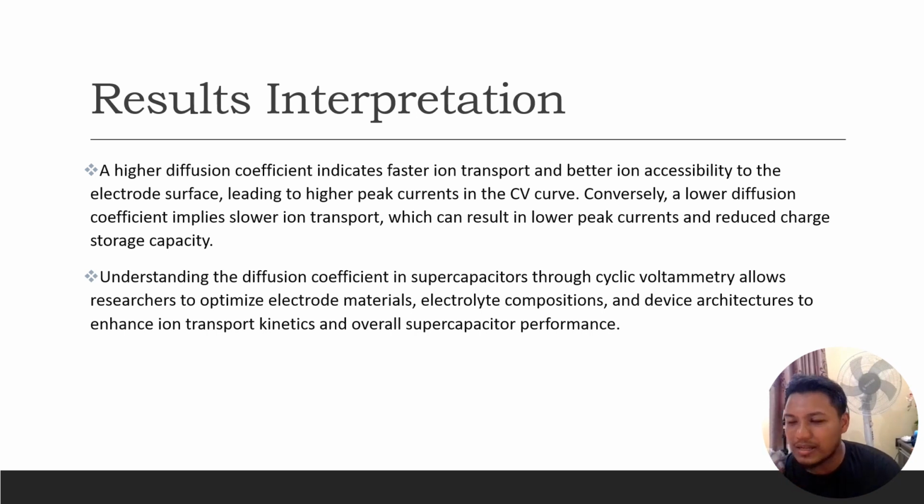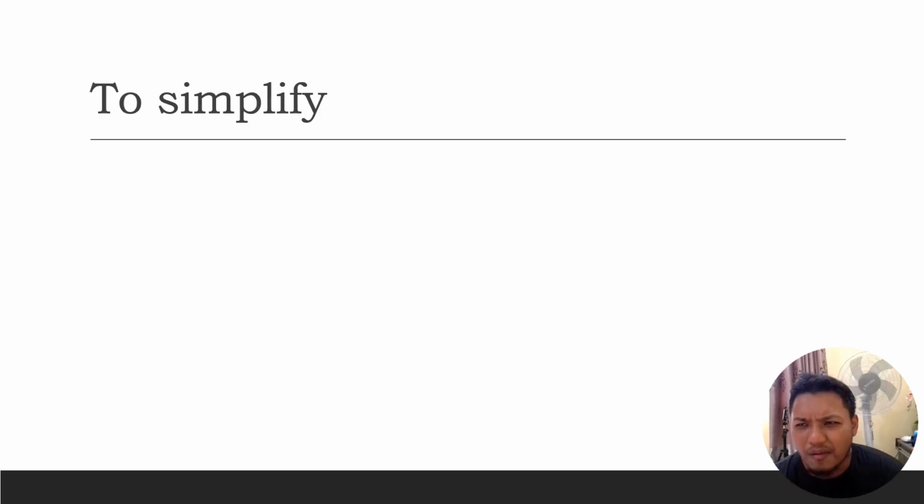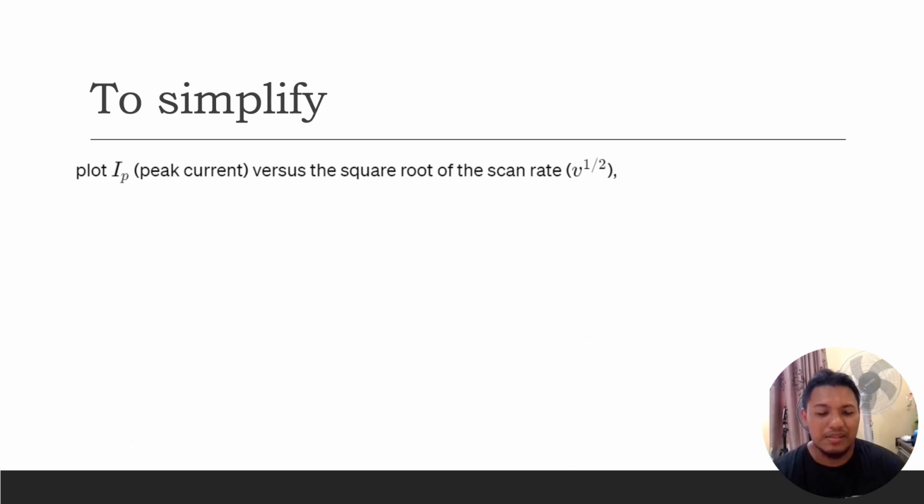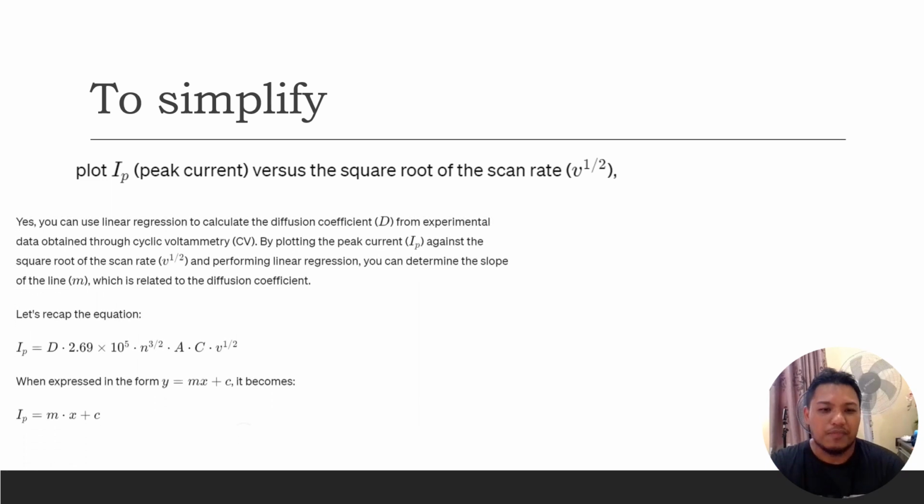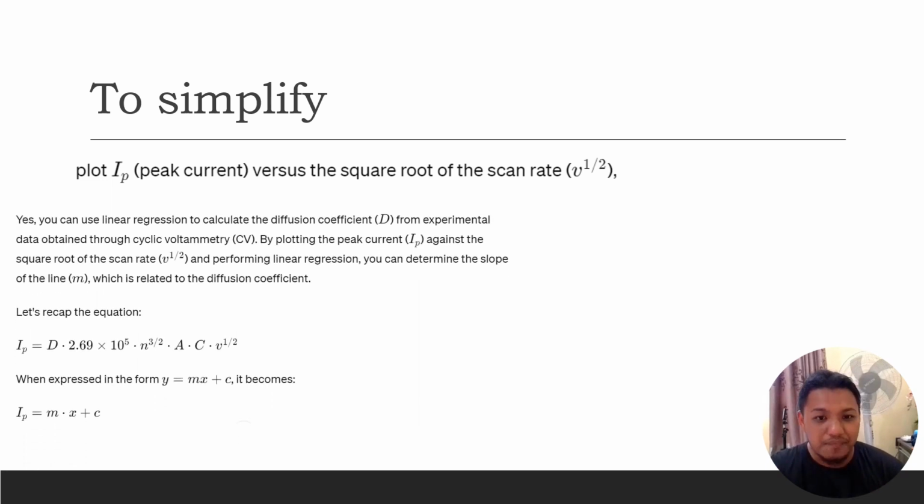So basically, in a nutshell, we want to have a high diffusion coefficient value to have higher or faster electron or ion transport. Because it's quite a complex equation, how do we simplify it? Just plot the Ip, the peak current, versus the square root of the scan rate. We can get a correlation in terms of y equals mx plus c, so we can use linear regression to calculate the diffusion coefficient. Just plot the Ip versus scan rate to the power half.